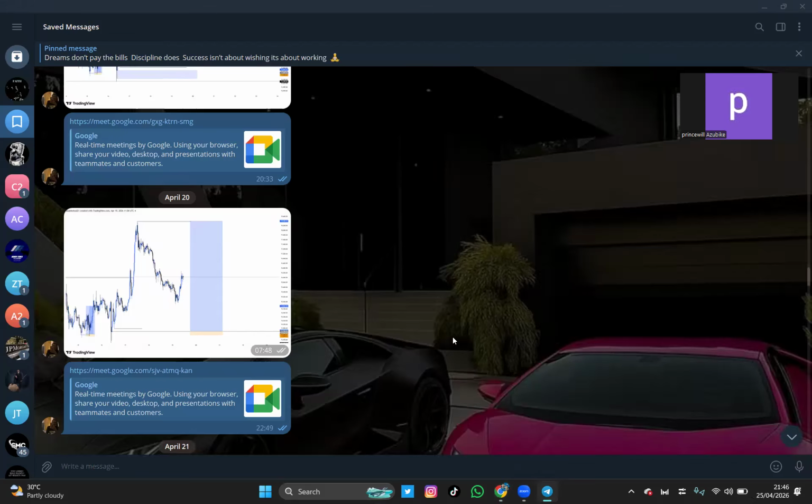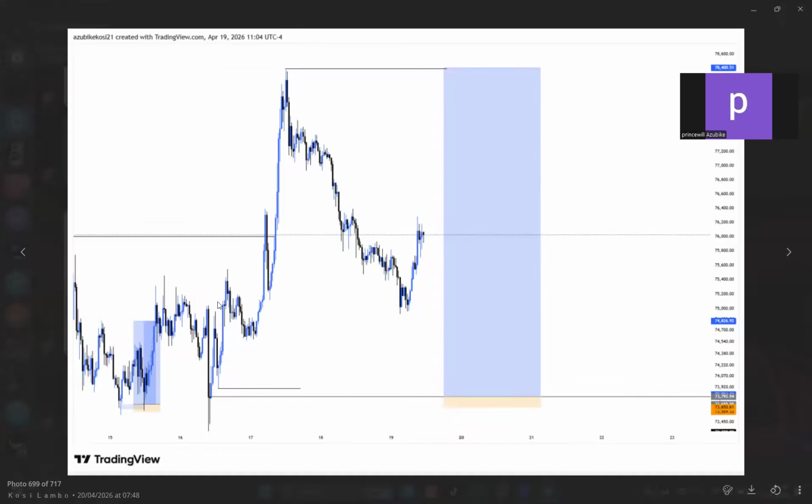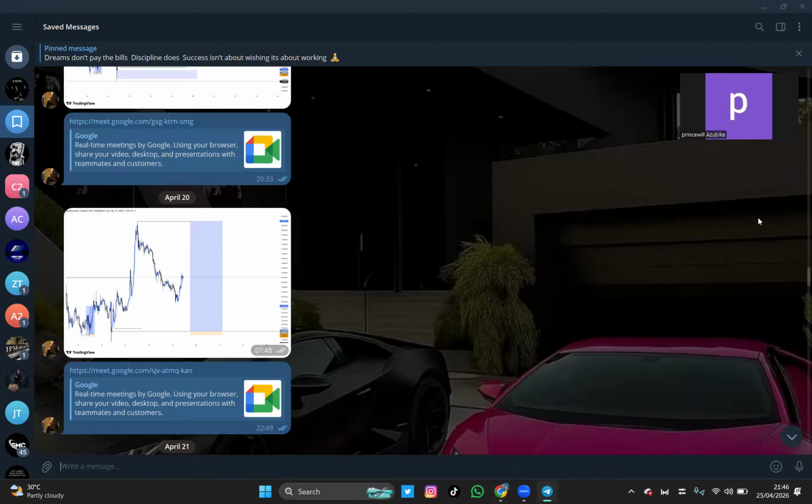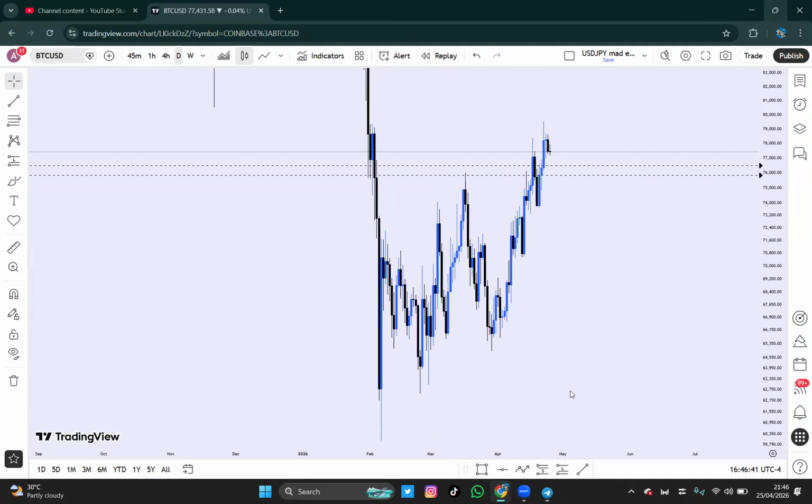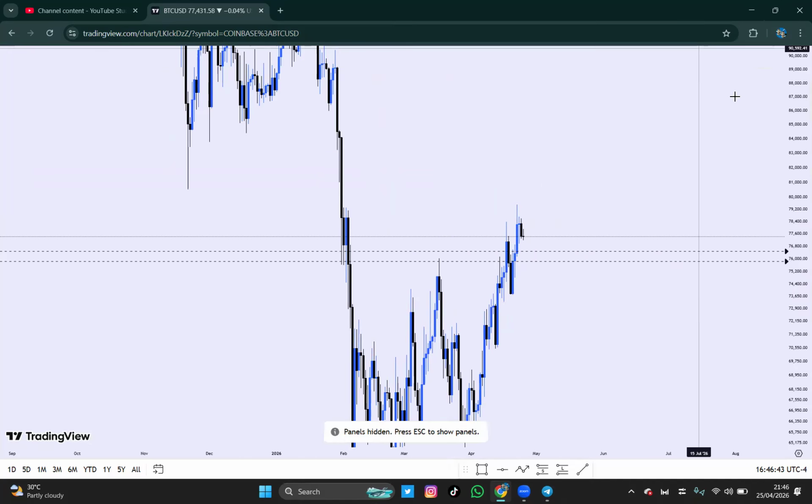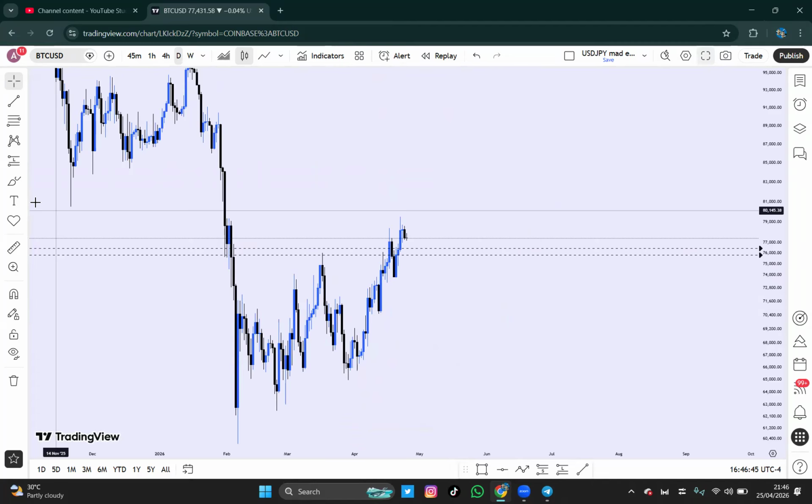So I want to do a breakdown of how I caught this 1 to 44 RR on Bitcoin. Basically, I make use of four things in the market. One thing is my structure.